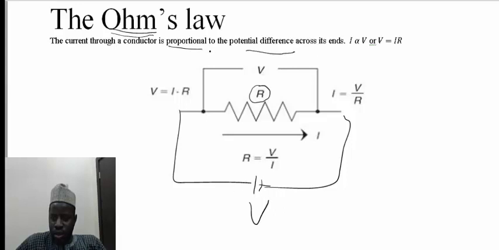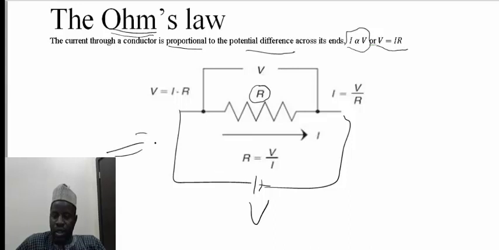So from Ohm's law, the current you can register is directly proportional to the potential you apply at the terminals of your conductor. Or you can put in the constant of proportionality and end up with this version of Ohm's law, which says that the potential difference across the terminals of the conductor is given by the product of the current and the resistance of the conductor.